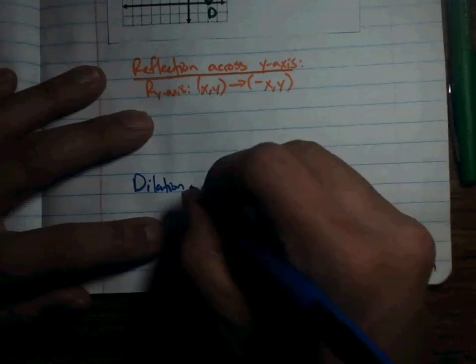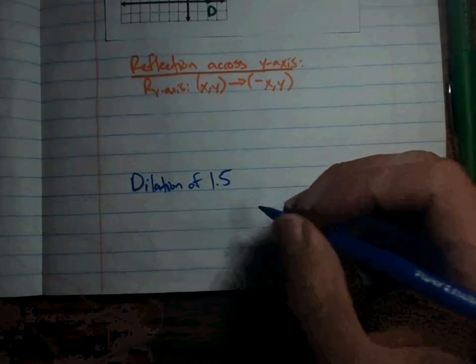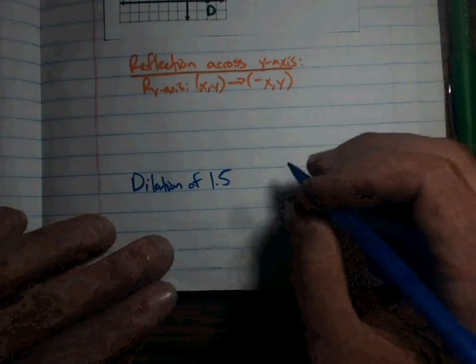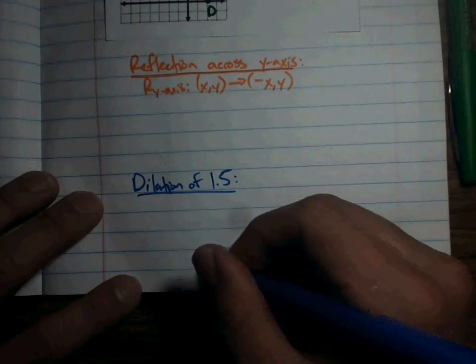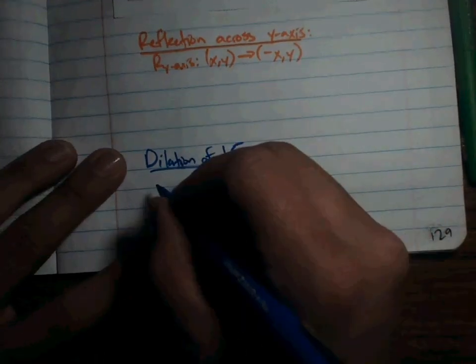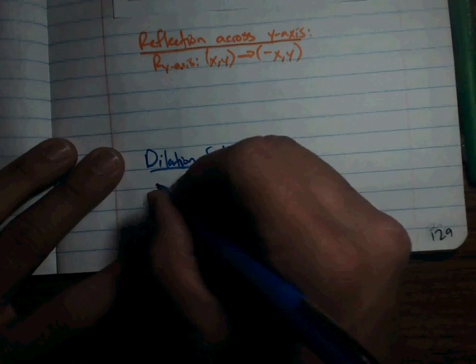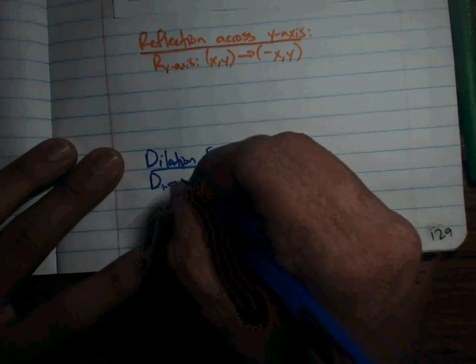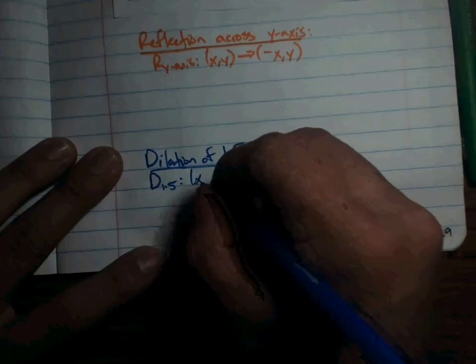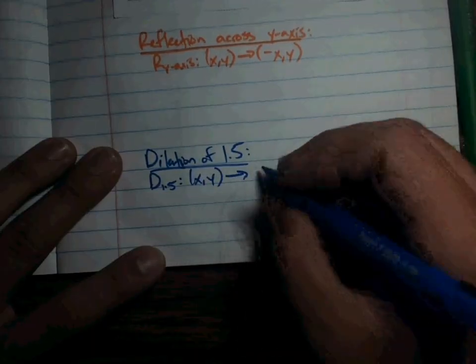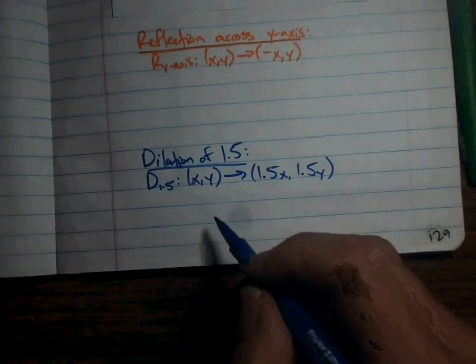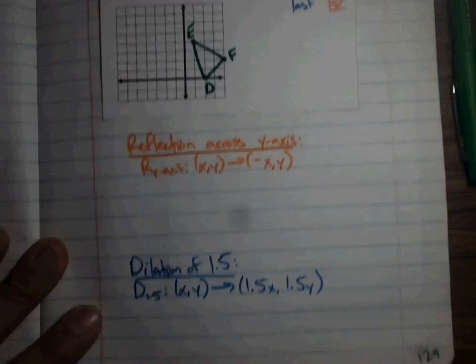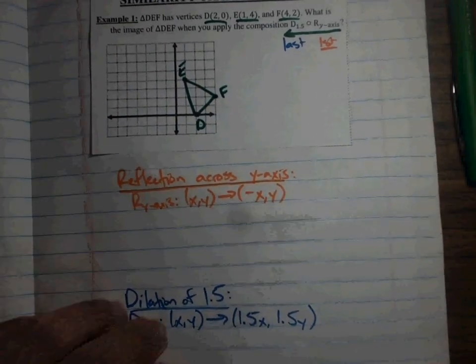Dilation of 1.5 basically means we're going to take our x and our y, and multiply both x and y by 1.5. Then we'll fill that out and go through it. That's really all it is. It's a lot of compositions kind of going through it. The next one will be very similar to it.